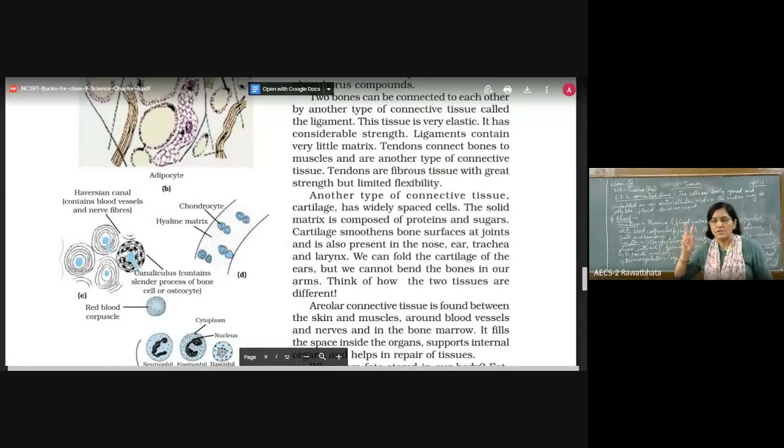Let me recall both the differences again for all of us. 1. Ligament joins bone to bone. Second, it is a flexible tissue. Opposite to these 2 points for tendon: tendon joins bone to muscle. Second, ligament is flexible, but tendon is not flexible. 2 points of difference and a 2-mark question.